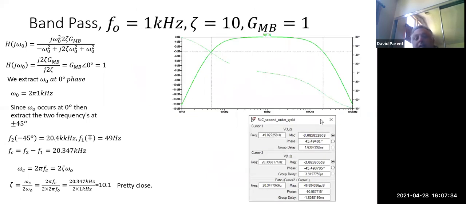All right, and now here's a really overdamped one. See how much wider it is? I'm here at 20 kilohertz and 49 kilohertz, which is effectively like 20 kilohertz. And I get a damping ratio of 10.